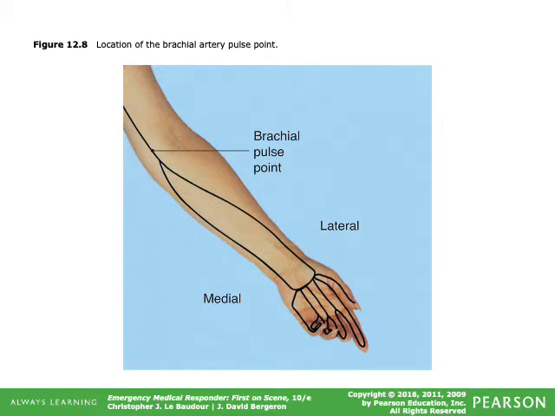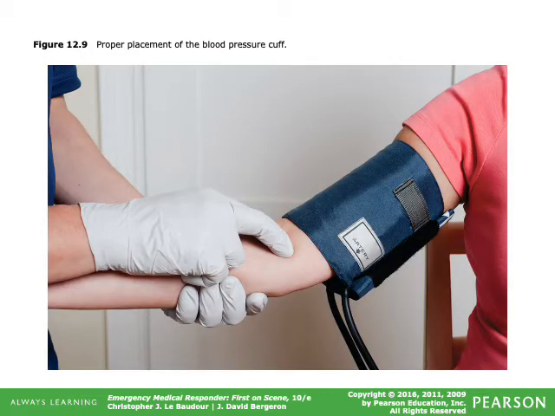If you look at the location of the brachial artery, it's indicated with the line and the dot. All right, if you'll note the proper placement of the blood pressure cuff, you see on the square image on the blood pressure cuff itself, it says artery. You just want to line that up with the artery.